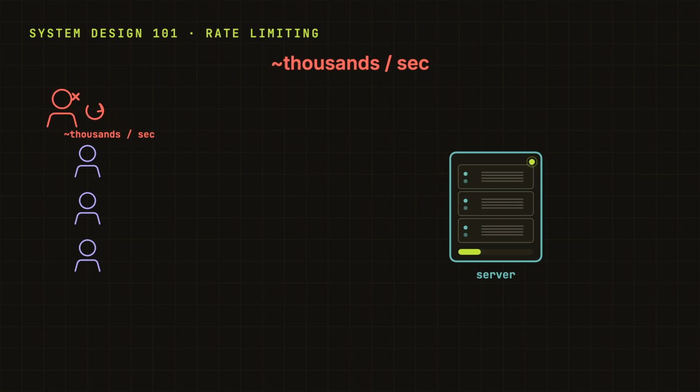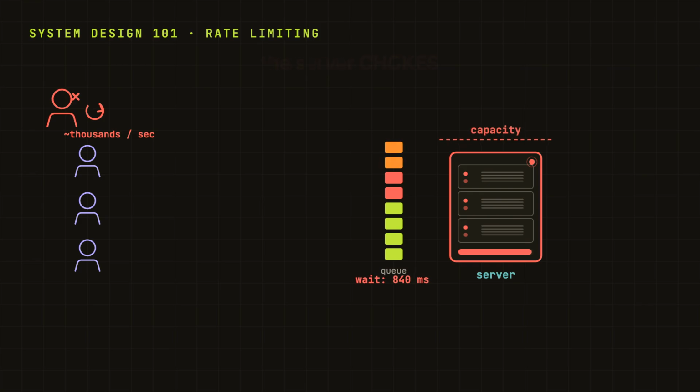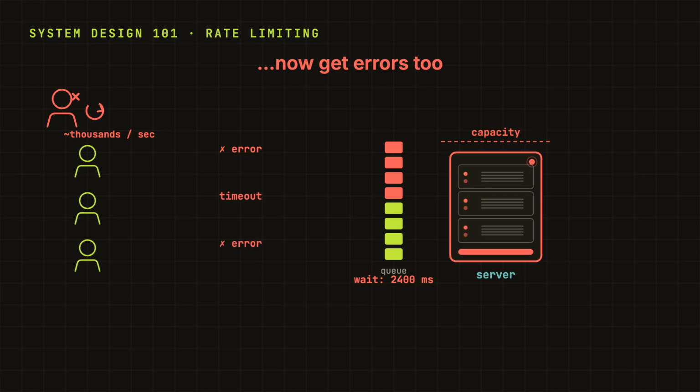Thousands a second. And here is what happens: that one server can only do so much work at a time. So the extra requests start piling up in a queue. Remember from the latency video? That queue is exactly what makes everything slow. The server chokes. And now, this is the important part. Every other user, the normal ones, they start getting errors and timeouts too. One caller who maybe did not even mean to just took down the whole service for everybody.